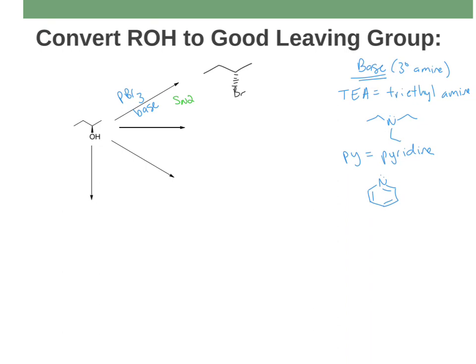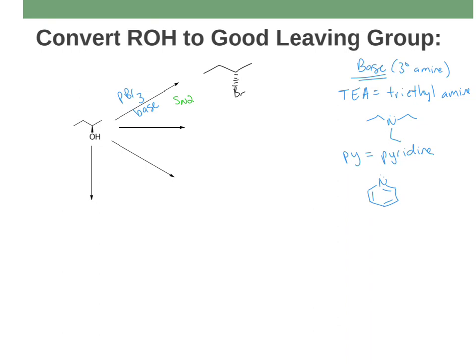There's other things like diisopropylamine, or all kinds of things you could add. But you need to add some sort of base. So you're going to see written with PBr3 something like pyridine or TEA, and I'll show you examples of those later. So if I want to turn my OH into a bromine, I use PBr3.